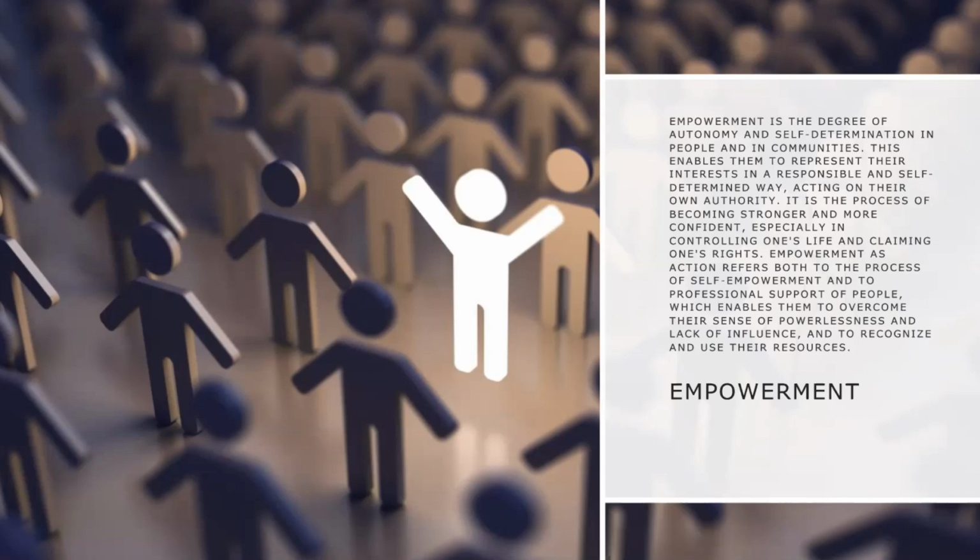The E in CLEAR is for empowerment. Empowerment is the degree of autonomy and self-determination in people and in communities. Keyword, community. You're in one. Are you creating one? See, empowerment is the degree of autonomy and self-determination.